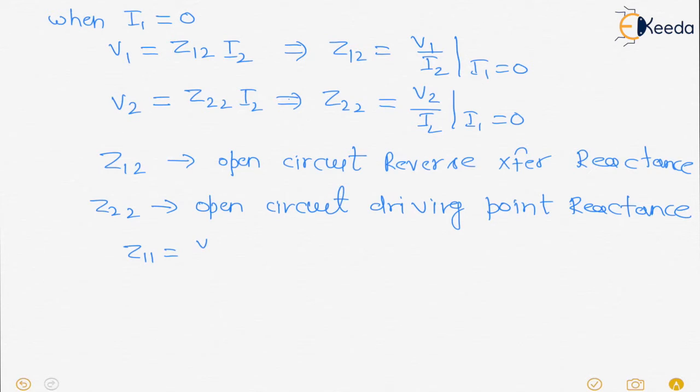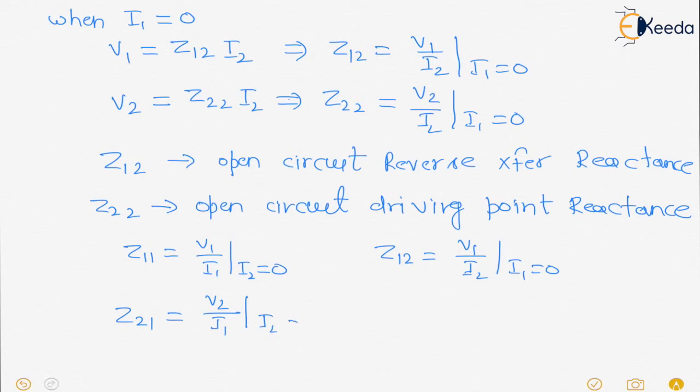So I am writing Z11 is equal to V1 upon I1 when I2 is equal to 0. This Z12 is equal to V1 upon I2 when I1 is equal to 0. This Z21 can be written as V2 upon I1 when I2 is equal to 0. This Z22 can be written as V2 upon I2 when I1 is equal to 0. So this is how we can calculate Z11, Z12, Z21 and Z22.